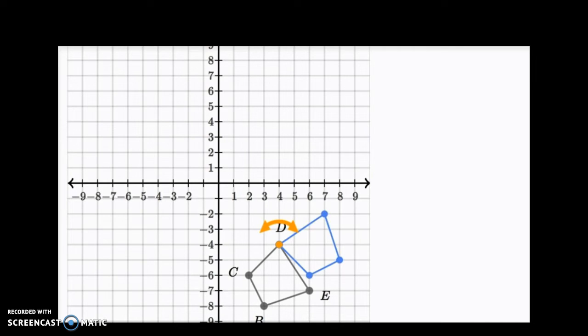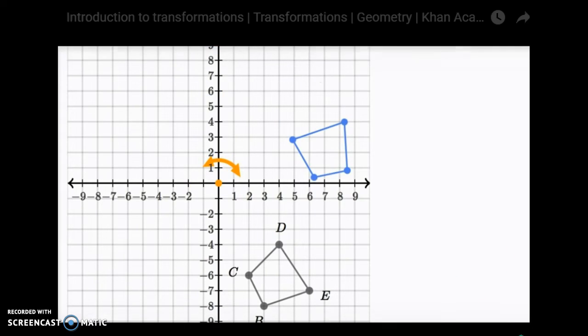And I don't have to rotate around just one of the points that are on our quadrilateral. I could rotate around the origin. I could do something like that. Notice it's a different rotation now. I could rotate around any point. I also did another transformation.